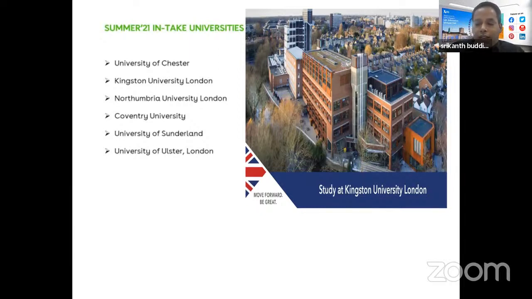If you have any friends who are ready to apply to the UK, you can suggest the summer intake, which is May, and the deadline is next month. March 25th is the deadline to apply for the summer intake. These are some universities open for summer intake. The next intake is September, which is the major intake for the UK. Almost 130 universities are open for admissions, and the deadline is July 25th.